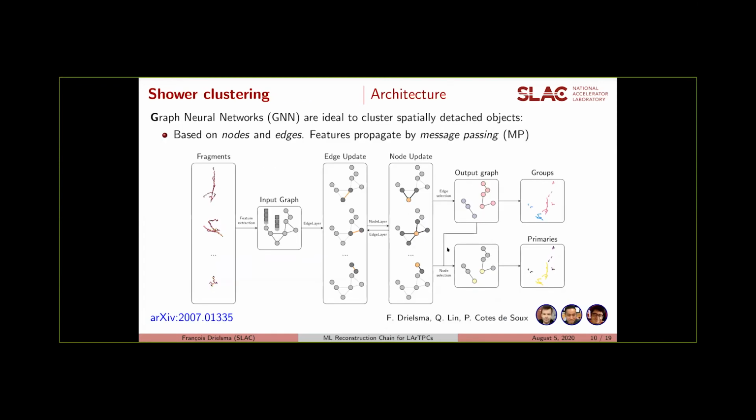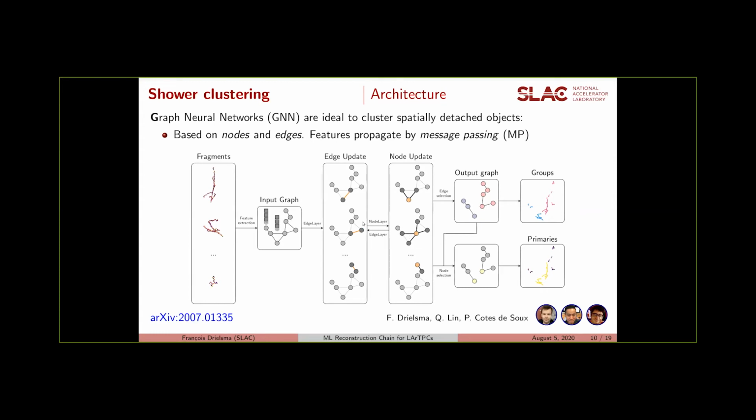And so what we do instead is that we use a graph neural network. The idea here is that each of the shower fragments that we've obtained from the previous reconstruction step essentially represents a node in a graph. And then we make connections between these different nodes in the graph. And then we use a process called message passing, which essentially allows us to update the features of the edges and also the features of the nodes in the graph. And this is an iterative process we can repeat.